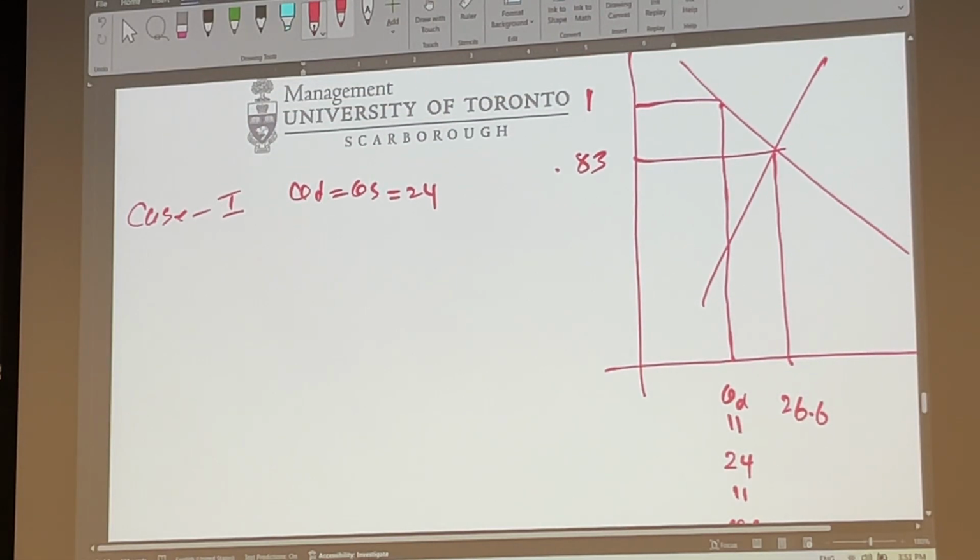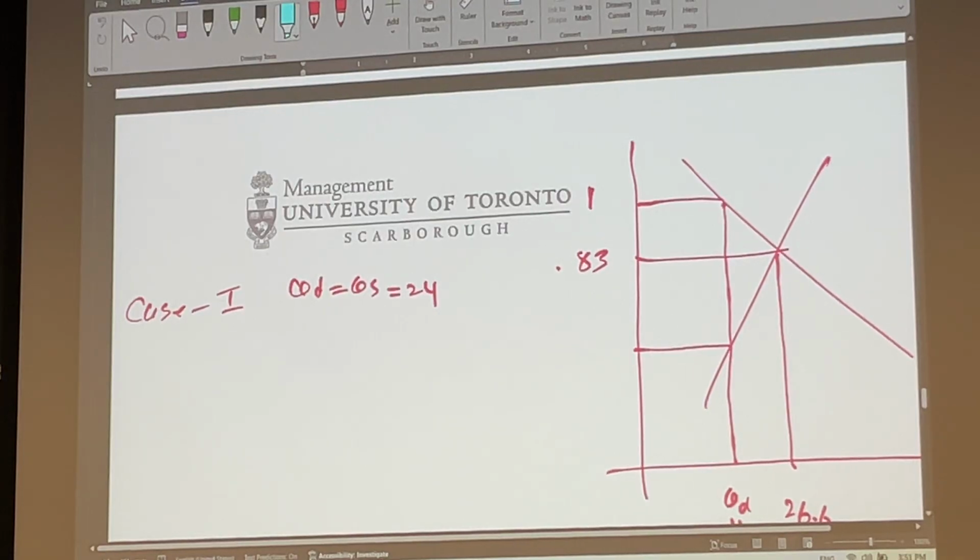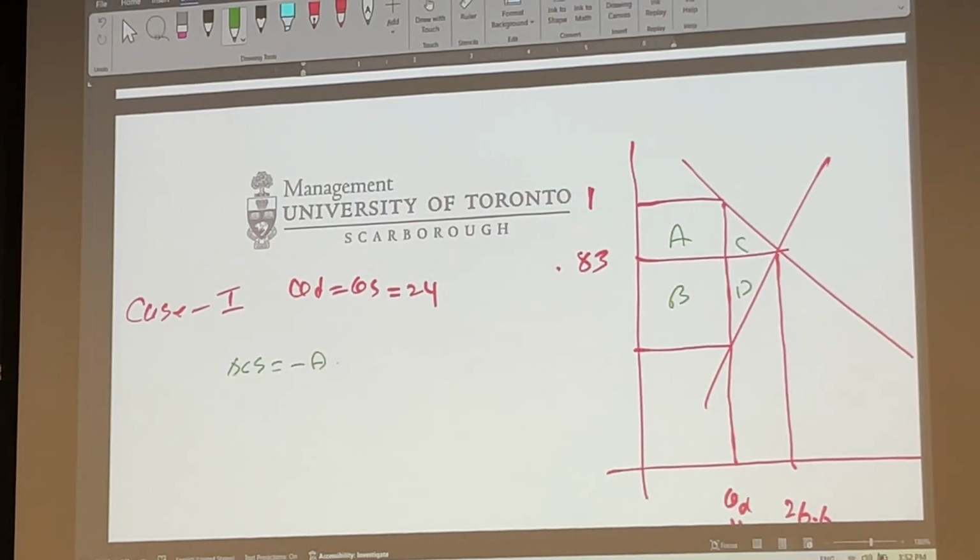So in that case, that is what the consumer was getting before. Now the consumer gets this. So the consumer loses A and C. You lose A because they have a higher price, and you lose C because they buy less.